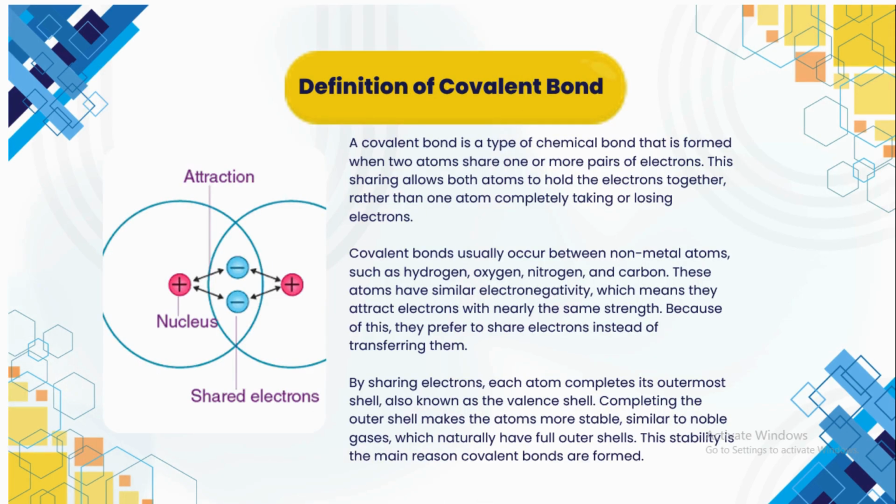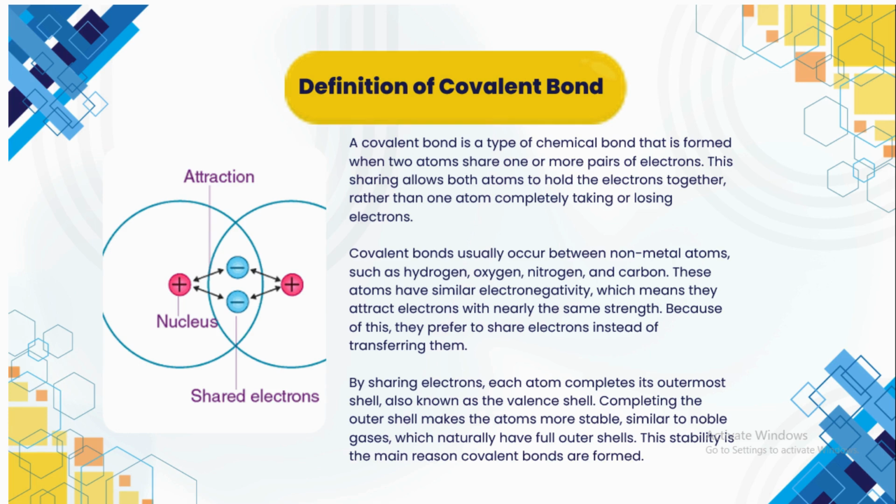So the covalent bond is a type of chemical bond that is formed when two atoms share one or more pairs of electrons. This sharing allows both atoms to hold the electrons together rather than one atom completely taking or losing the electrons. Covalent bonds usually occur between non-metal atoms such as hydrogen, oxygen, nitrogen and carbon. These atoms have similar electronegativity, which means they attract electrons with nearly the same strength. Because of this, they prefer to share the electrons instead of transferring them.